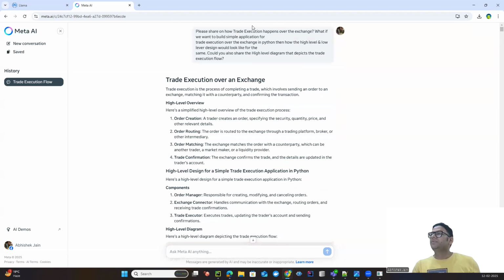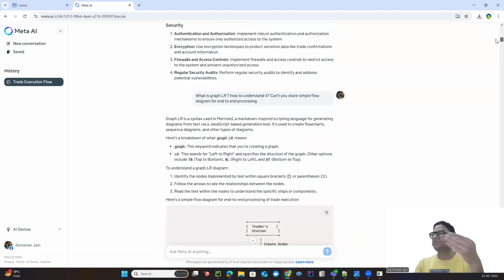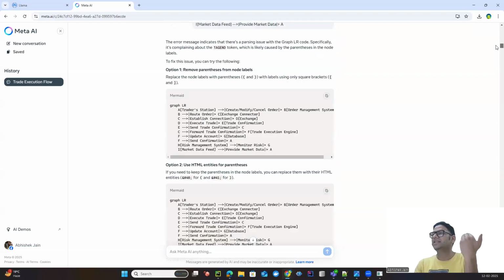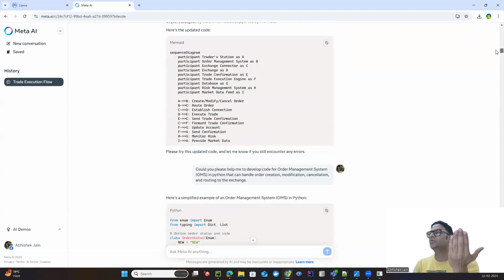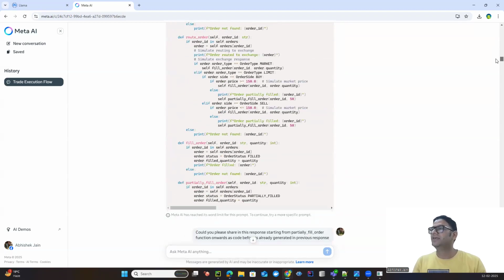Very simple question, right? Please share how trade execution happens over the exchange. What if we want to build a simple application? And this is what I got. So I just captured how the flow looks, and then I started asking questions around the coding part.